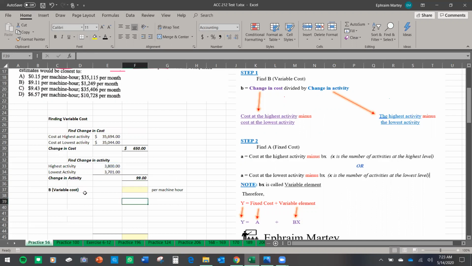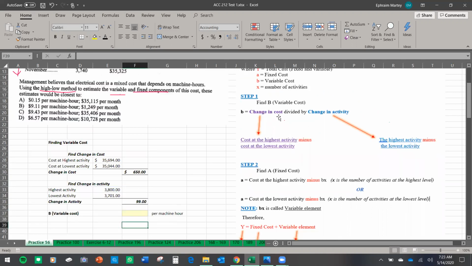Now that we have that, we are going to find b, that is our variable cost. The formula is the change in cost divided by the change in activity. This is our change in cost, and we're going to divide that by the change in activity.